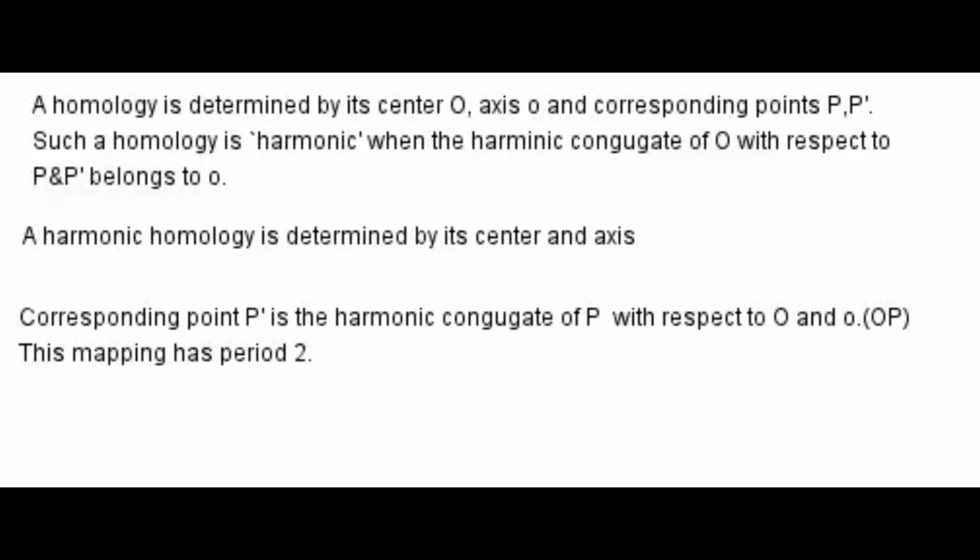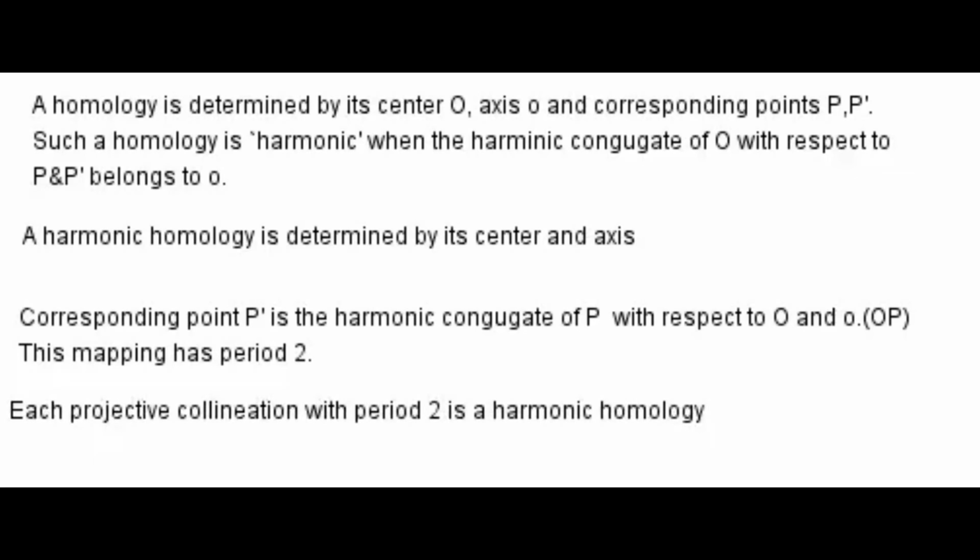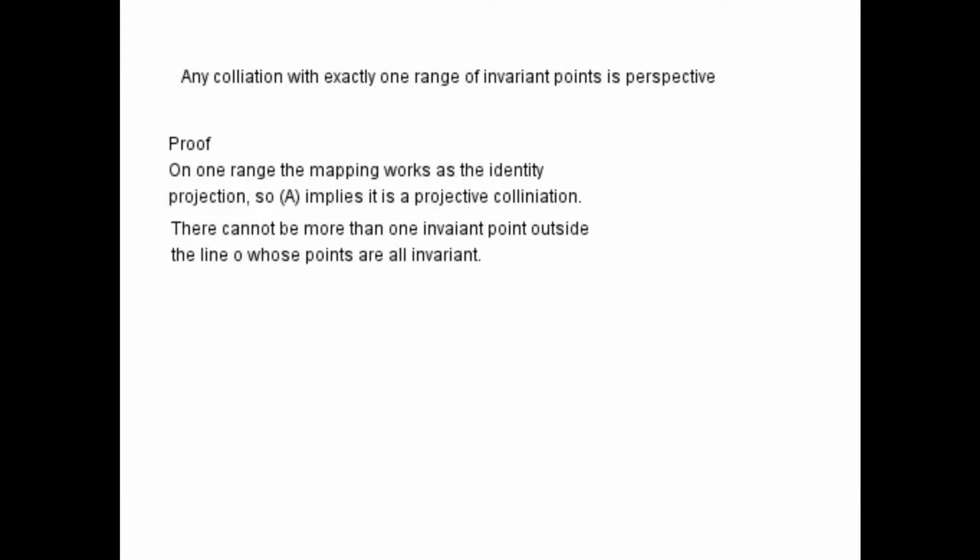Here the period of a mapping is the number of times you need to apply it to return the configuration back to itself, given that you're applying the mapping at least once. So also the converse result holds. It turns out that every single projective collineation of period 2 is in fact a harmonic homology. I'm not going to prove this here. I'll leave it as a somewhat challenging exercise for adventurous viewers to try and find a proof. But our mapping clearly is not the identity, since it only leaves one range of points invariant.